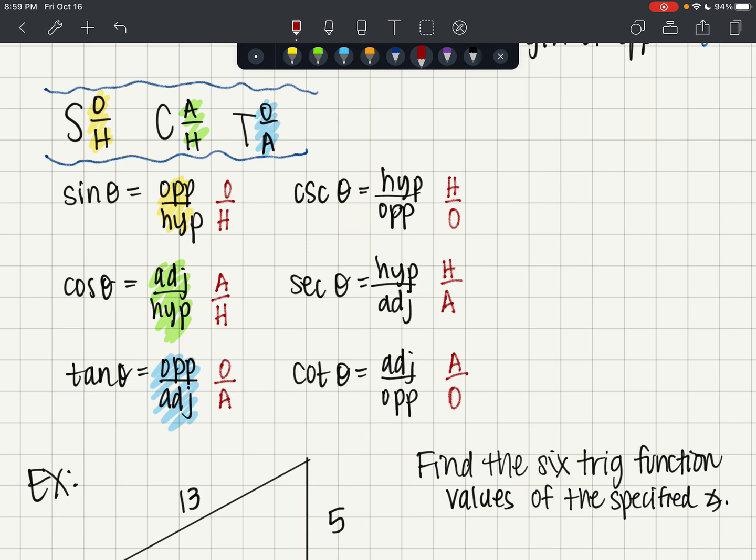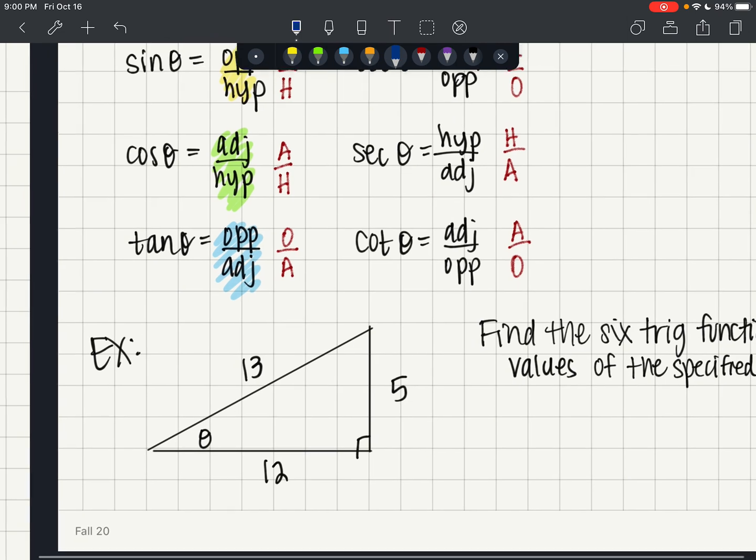So these trig functions, sine and cosecant, cosine of theta and secant of theta, tangent of theta and cotangent of theta, these are reciprocal functions. And that's because their ratios are reciprocals of one another. Let me show you an example.